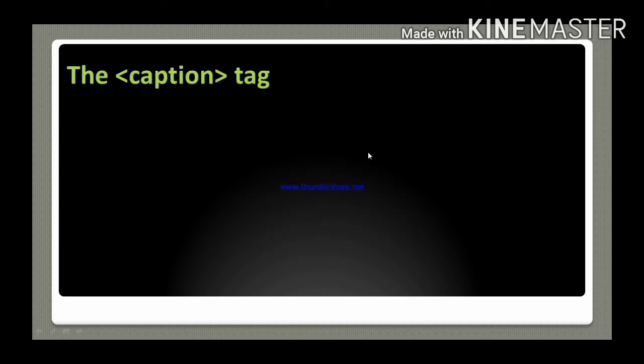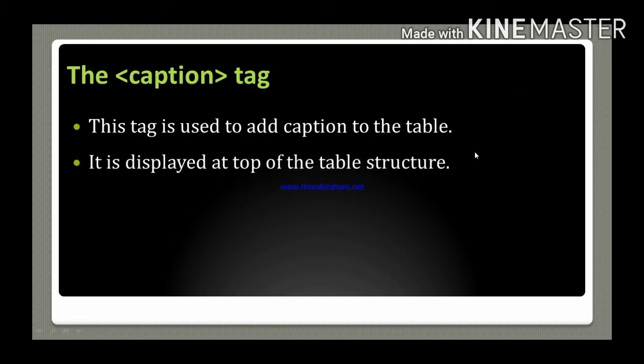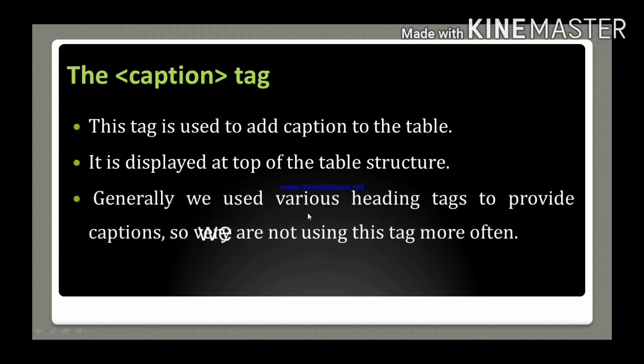The caption tag. This tag is used to add a caption to the table, means to provide a little heading to the table. It is displayed at the top of the table structure. Generally we use various heading tags to provide a caption, so we do not use this tag very often. It doesn't have any attribute. Okay, the caption tag we use as an option.